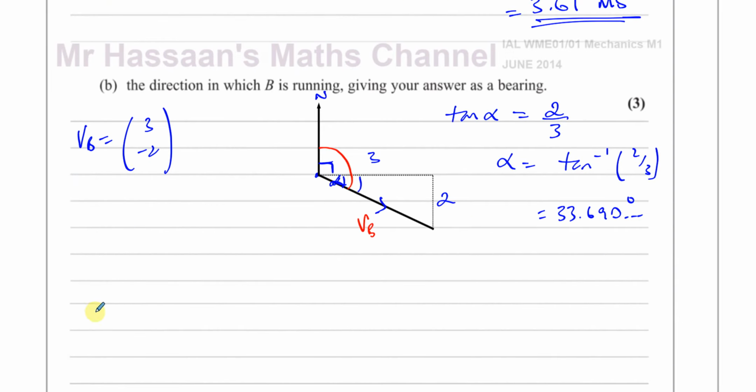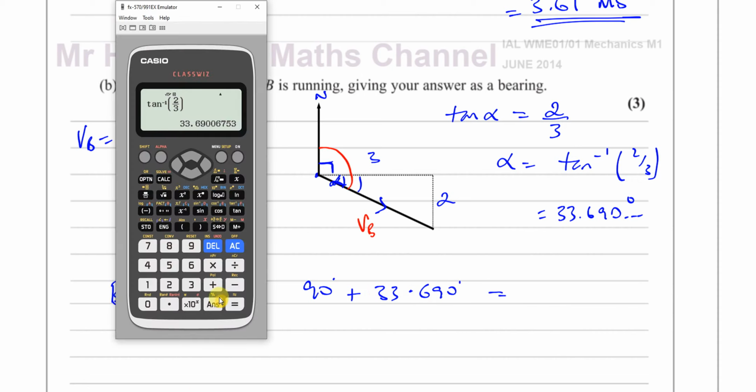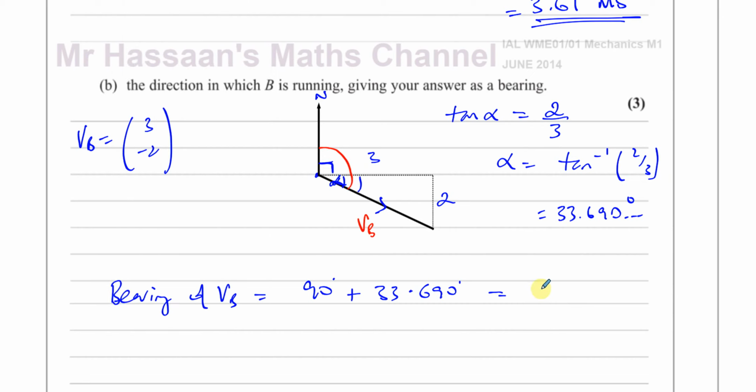I need to add this to 90, so we can say the bearing of the velocity of B is equal to 90 degrees plus 33.690. So we take this answer and add 90 to it, and we end up with 123.690. Now bearings should always be given to the nearest whole number, so 124 degrees. Bearings are always given to the nearest whole number, 3 figures, with no decimal unless otherwise stated. So that's the direction in which B is running as a bearing.